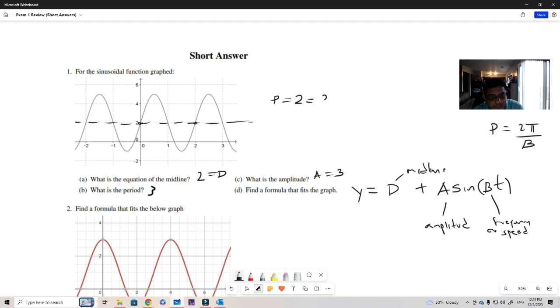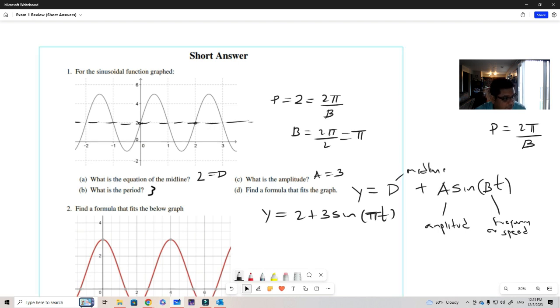But if it's 2, this is equal to 2 pi over b, and so that means that b is going to be 2 pi over 2, and so b is pi. So with all that information, we can find out the formula for the graph. y equals 2 plus 3 sine of pi t. Okay.